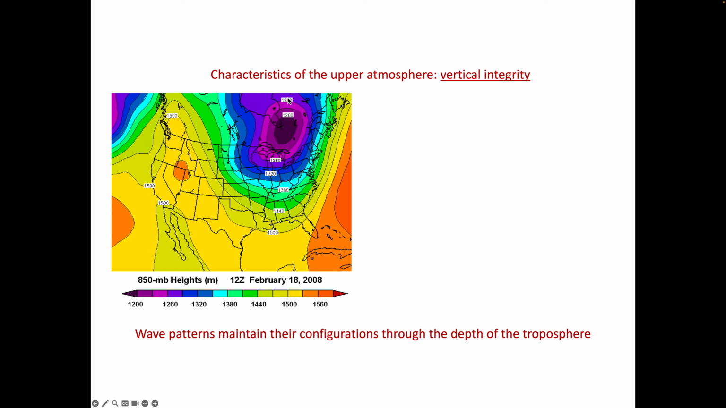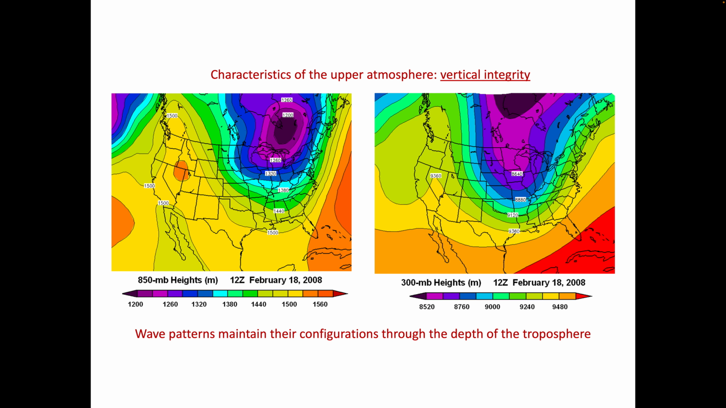We have a ridge in the west, a trough in the east, and this is at 850 millibars. And so the point that I want to make here is that the integrity of this ridge-trough pattern is maintained as you move your way up through the troposphere. So wave patterns maintain their configurations through the depth of the troposphere. One characteristic that you will notice, and that I will point out as we move through our session in later videos, is that while the integrity is maintained, the axes of the ridges and troughs as you move higher up in the atmosphere tend to lean back to the west.